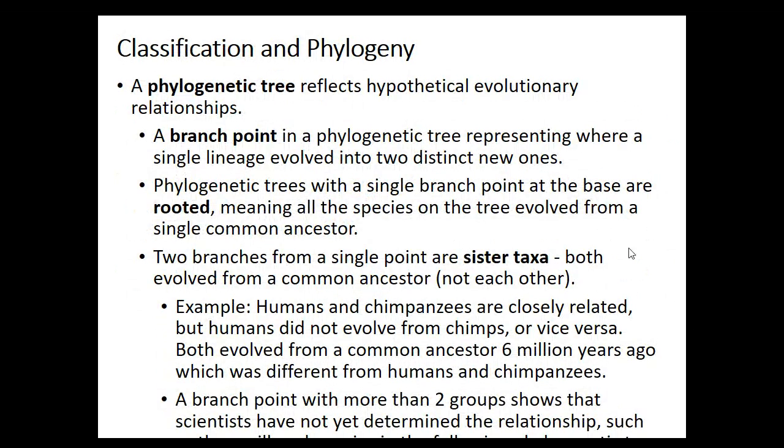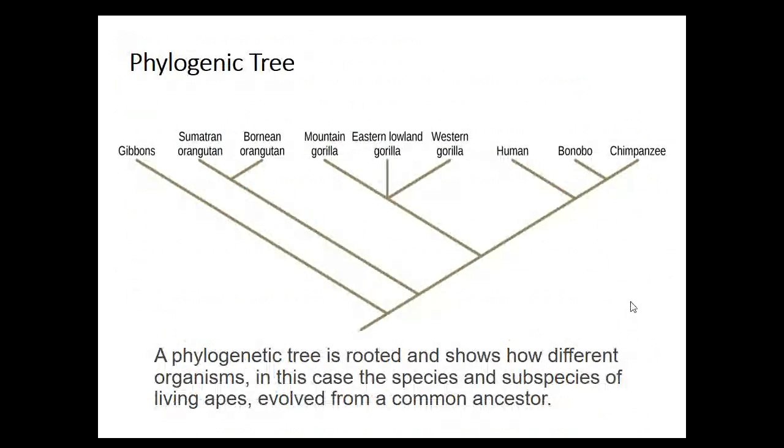Okay, a phylogenetic tree reflects hypothetical evolutionary relationships. So it's a diagram where we're trying to show how all these organisms on that evolutionary tree are related to each other. A branch point is anywhere where one branch comes off another one, and there's usually only two lines from a branch point.